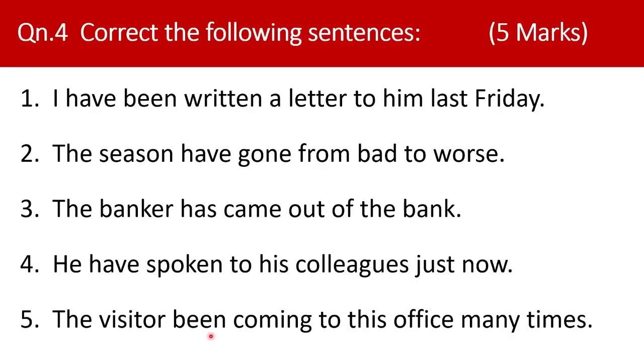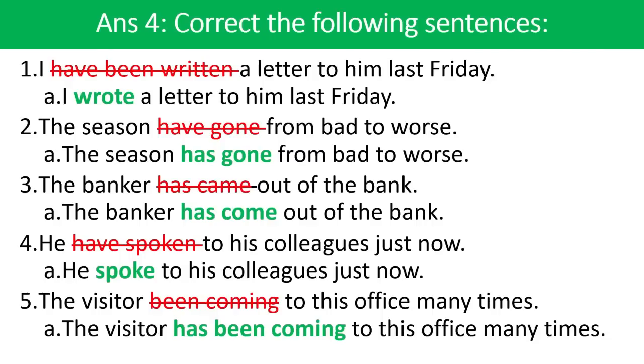The visitor been coming to this office many times. The form been coming is the verb in the sentence. These you have to correct. Let us now look at the answers. In the answers, you will find that both the sentence which is incorrect is given, scratching off whatever the mistake is, and the correct sentence is also given. It is written as A implying answer. So this is the answer which you have to give.